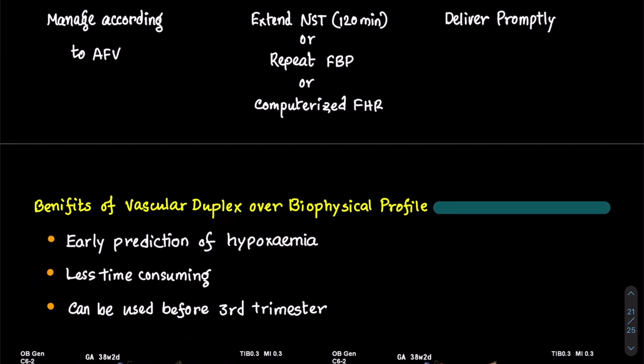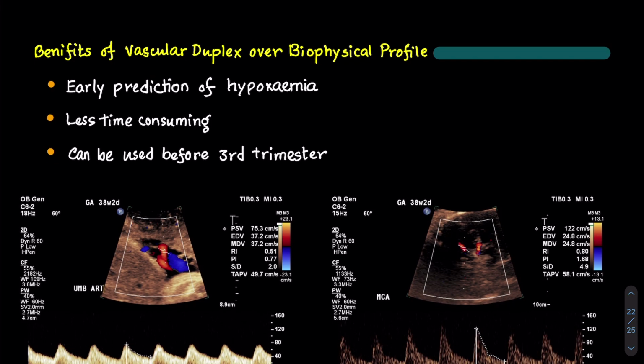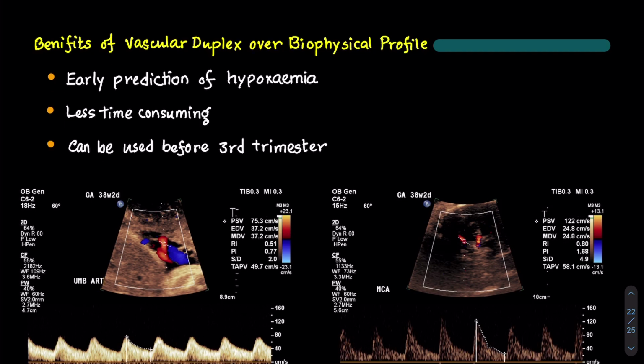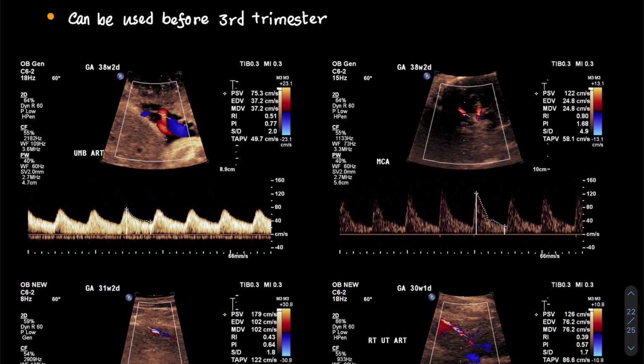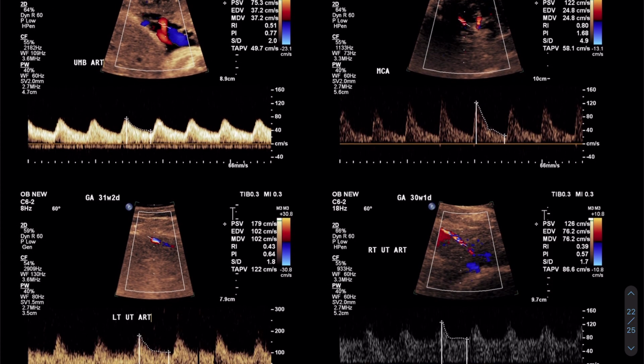Nowadays, we are trying to focus more on obstetric Doppler than biophysical profile. Vascular duplex takes less time in comparison to biophysical profile. It can predict fetal hypoxia earlier, making it easy to take decision. Also, it can be used before third trimester in some cases. Clinicians are sending patients for biophysical profile with obstetric Doppler nowadays.